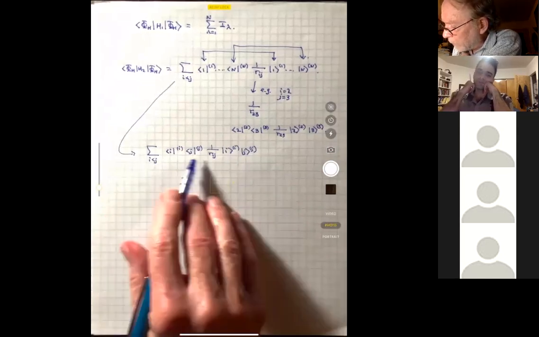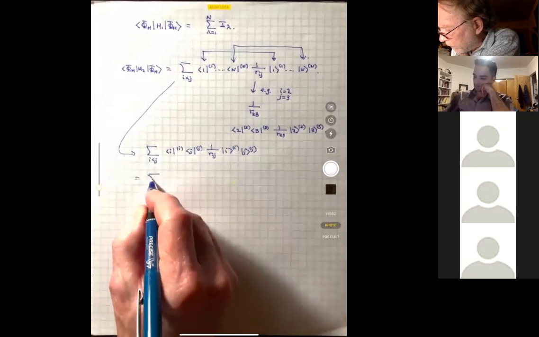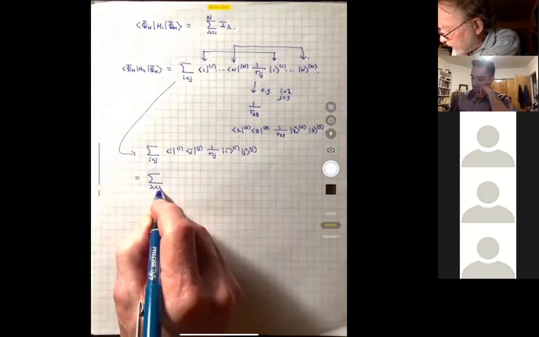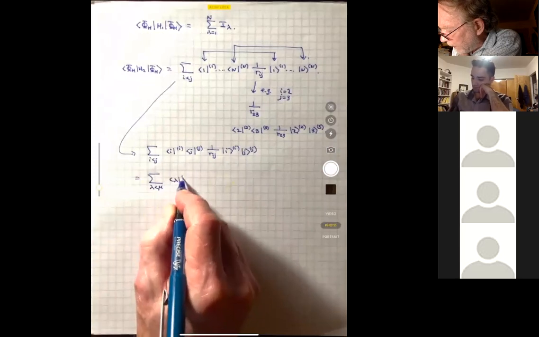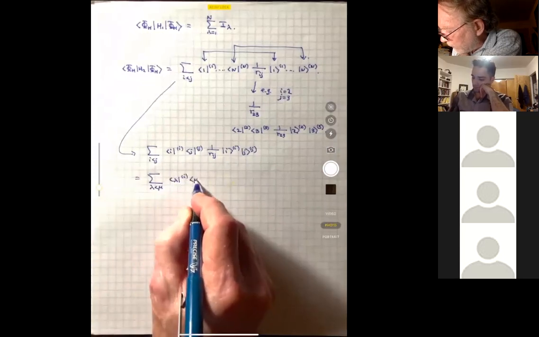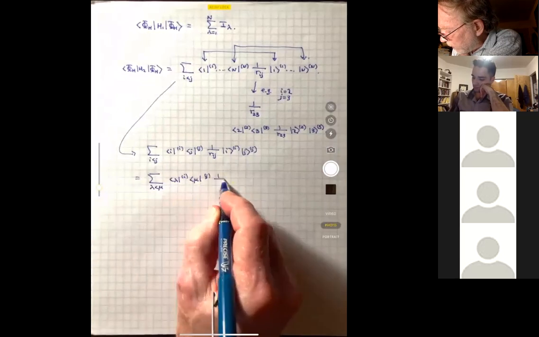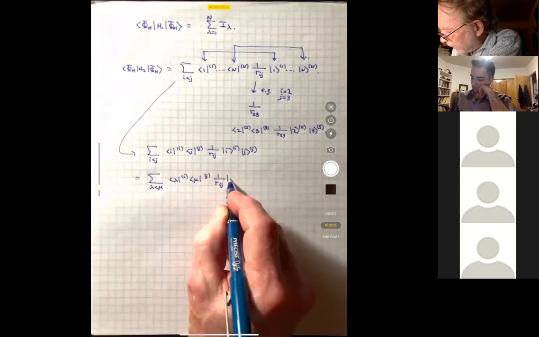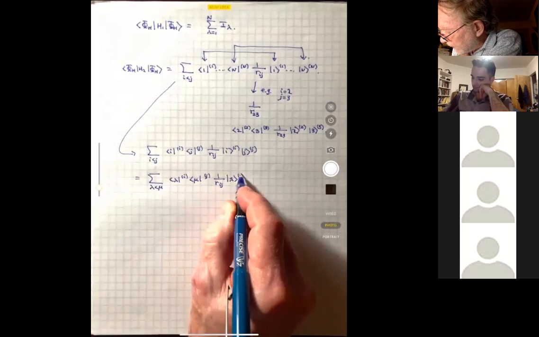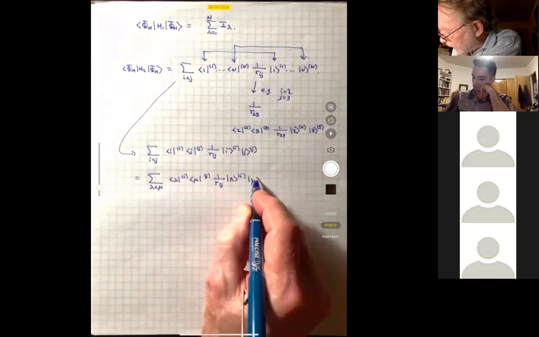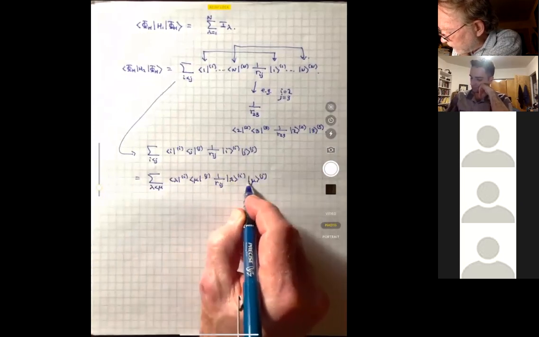Now again, we're violating our rules. So let's write this in another way. Let's write it as the sum on lambda less than mu, orbital lambda for particle I, orbital mu for particle j, 1 over Rij, orbital lambda for particle I now as kets, orbital mu for particle j as kets, like so.